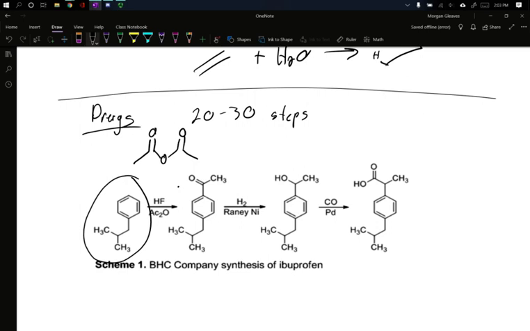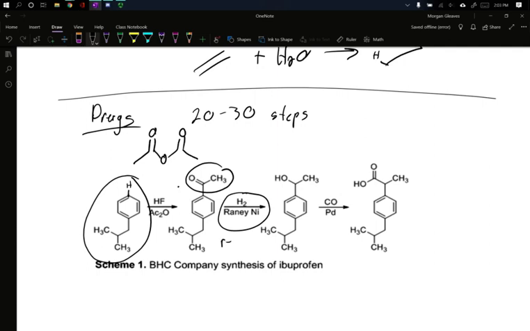Well, this does a reaction we haven't learned where you can actually attack one of the hydrogens on the ring, and it's able to attach one of those acetyl groups to the ring. And so you end up with this ketone coming off of your benzene ring. They can continue. They put in H2 and nickel. Now this is a reaction we have seen.